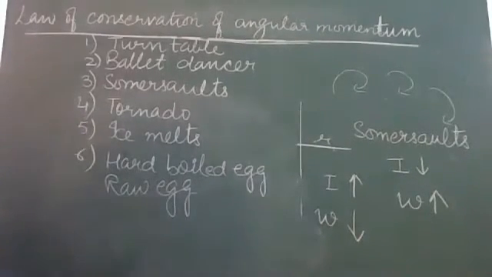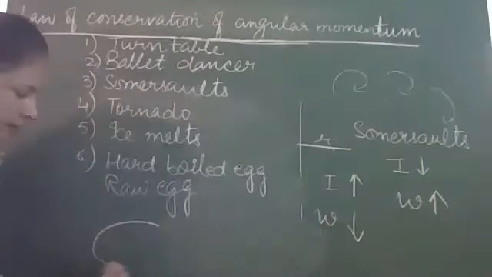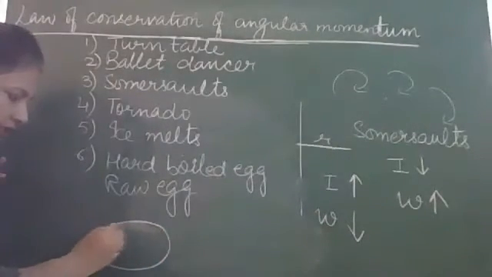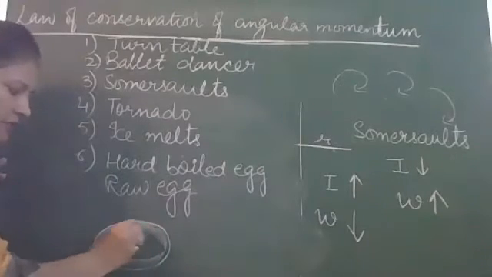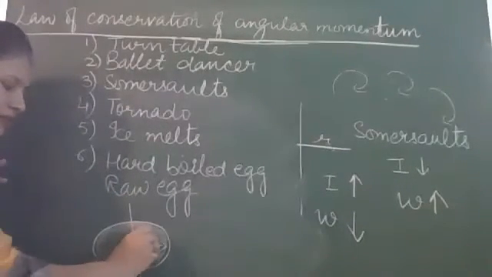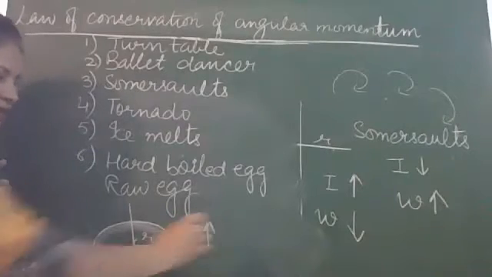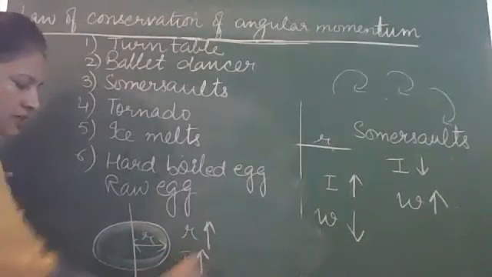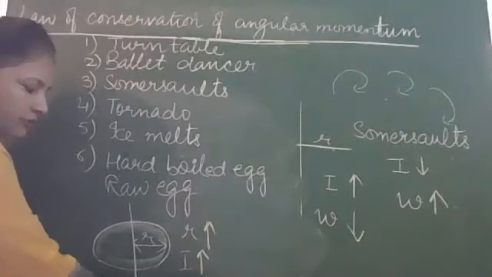So see, what is the logic behind it? When the raw egg spins, all the liquid material will get accumulated on its boundaries. So the distance from the axis of rotation will be maximum. The distance from the axis of rotation will be more. So the moment of inertia will increase, and the angular speed of rotation will decrease.